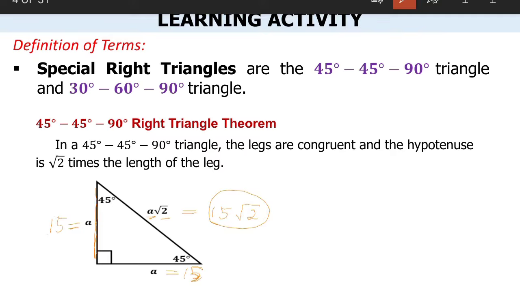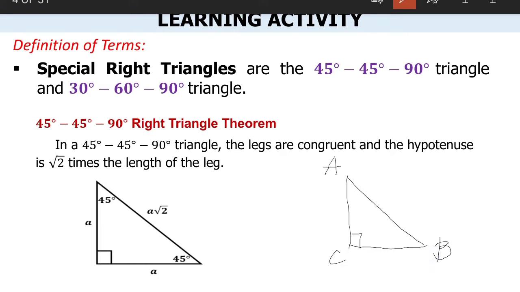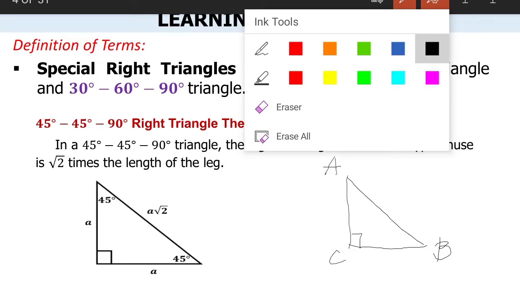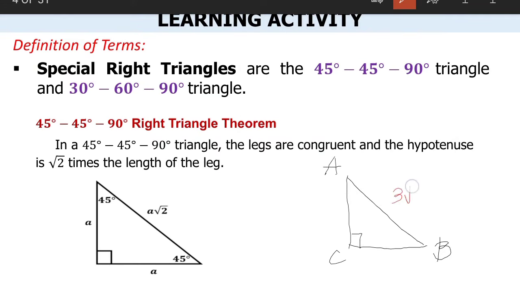By the way, what if we have another triangle? Let's say we have here a right triangle. Sorry for my drawing. This is right triangle ABC. So what if the measure of your hypotenuse is 3 square root of 2? What is the measure of your legs? Remember that your hypotenuse is A square root of 2. So this is your A, 3. So AC is 3 and BC is also 3. So easy as that. But this is not the focus of our topic.